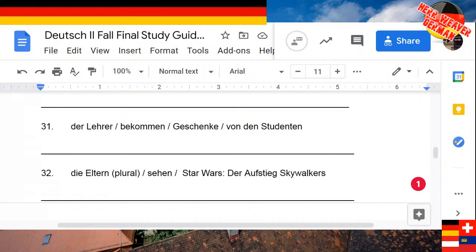Is essen a regular word? It's irregular. Wait, what's that part called? Gegessen. What would the helping verb be for essen? It's haben. Remember, it's sein if it shows physical motion or a change of condition. But essen doesn't do that. Essen's a haben verb. Essen uses haben as its helping verb.